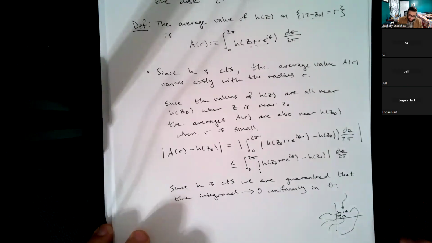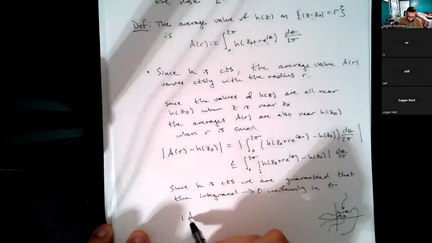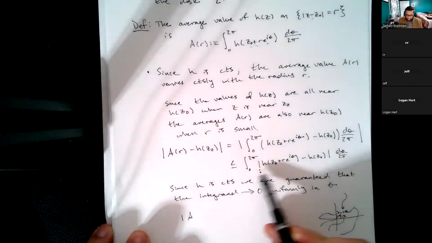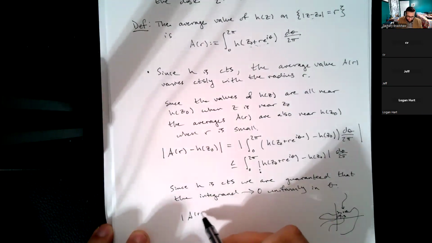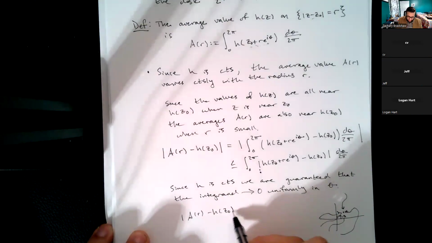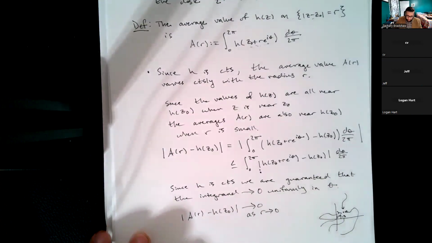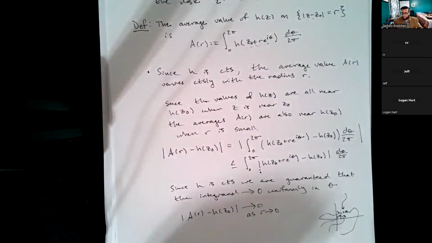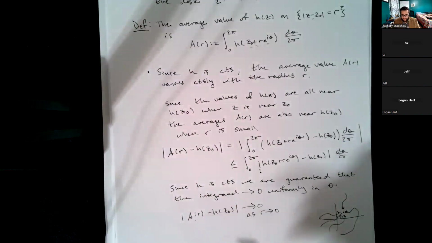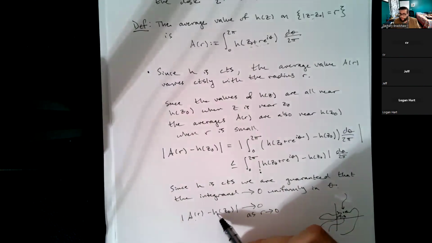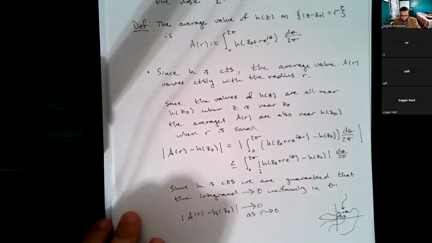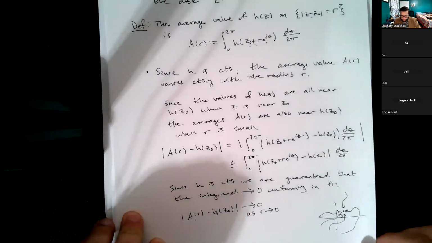Okay. And so as a result, if this guy goes to 0, this is less than or equal to that, and it's positive. So we have this guy must go to 0 as r goes to 0. Okay. So in other words, as r approaches 0, this A of r guy approaches the value of h at the center of this disk.